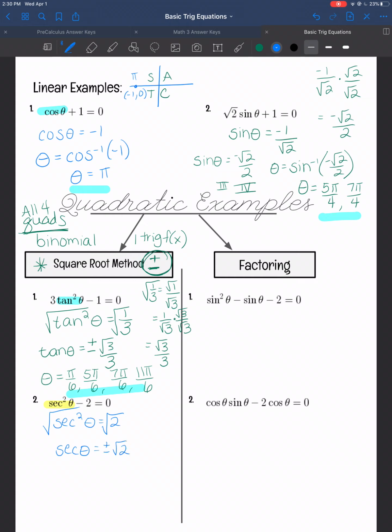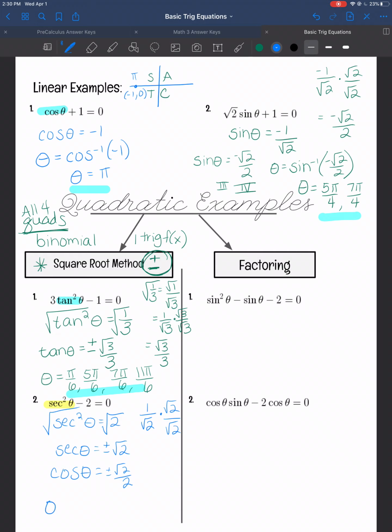Now, our brains typically don't think well with reciprocal functions, so I'm going to actually do the reciprocal of both sides. The reciprocal of secant is cosine, and the reciprocal of the square root of 2 is 1 over the square root of 2, and I'm going to write that to the side so I can rationalize it. So that's going to be plus or minus root 2 over 2.